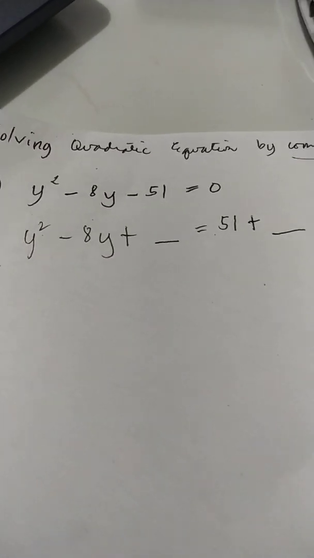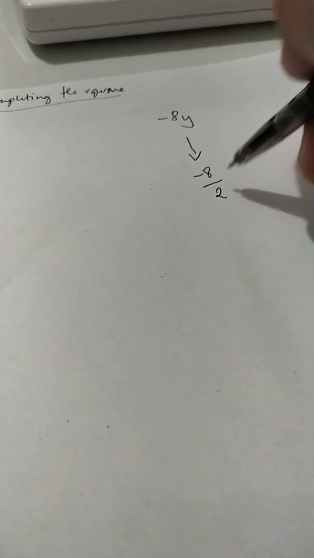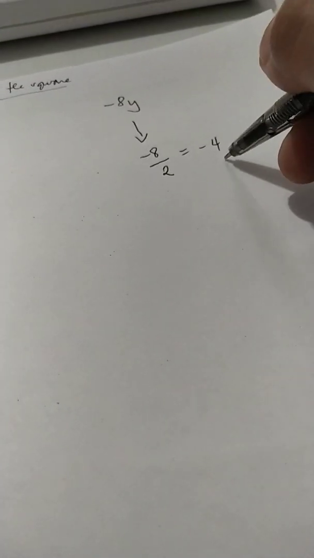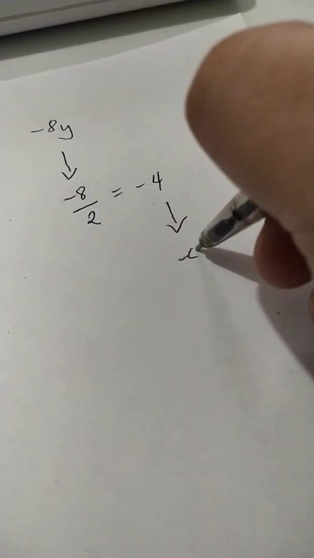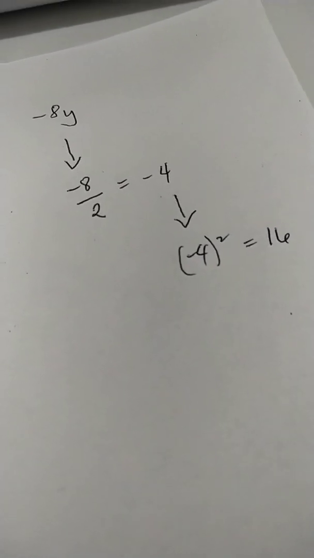Now the middle term is negative 8y. The numerical coefficient is negative 8. Always divide that by 2 and the result is negative 4. We have to get the square of negative 4 and that is positive 16.